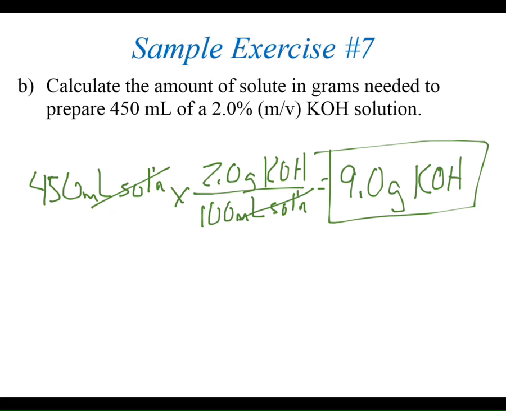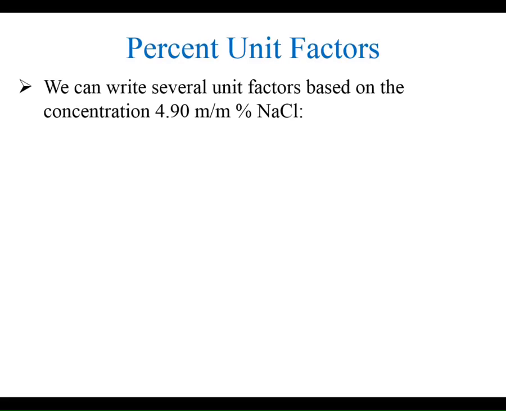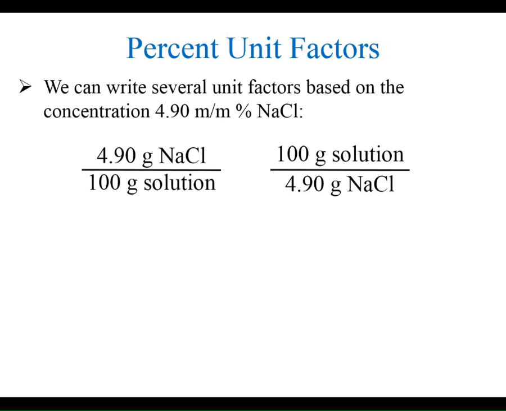Awesome. Okay, I'm going to skip the next one just for time's sake. Let's look a little bit more at these percentages and how to use them. I just showed you if you have a percentage, it means out of 100, right? So for example, 4.90% m/m means grams per gram, out of 100, mass per mass. So that's the same as saying 4.90 grams of NaCl per 100 grams of solution, right?